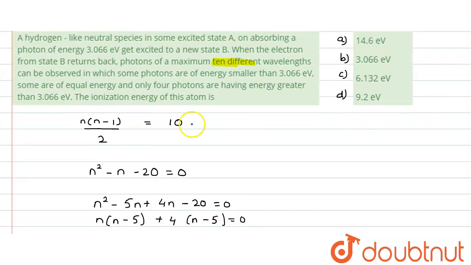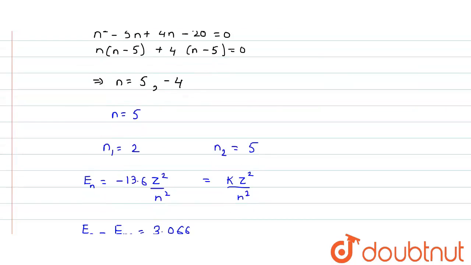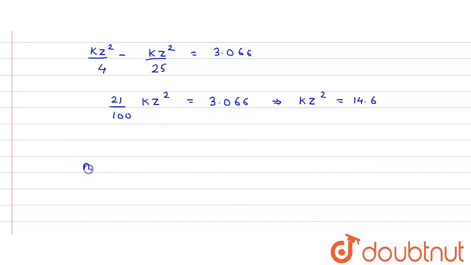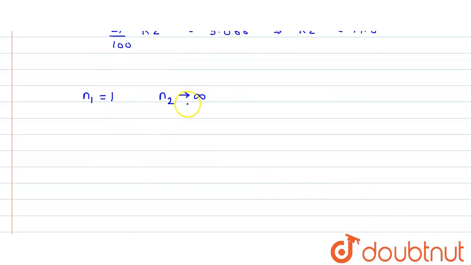Now what have we been asked? We have been asked about the ionization energy. Ionization energy means that the transition would be from the ground state, so our n1 would be equal to 1. And what would be n2? n2 would be infinity, because we need to make the electron eject from this orbit. So n2 would be infinity.